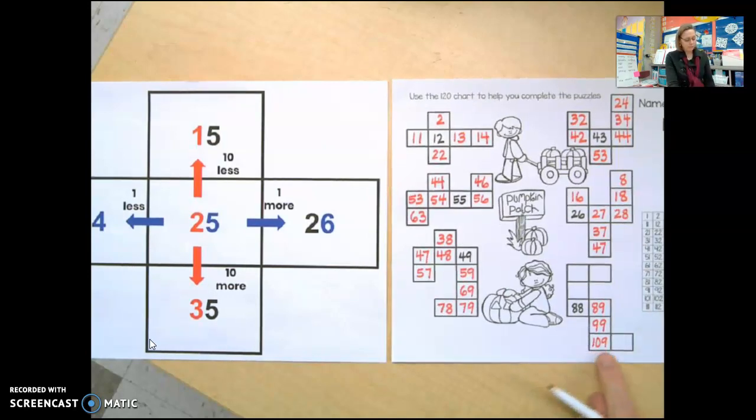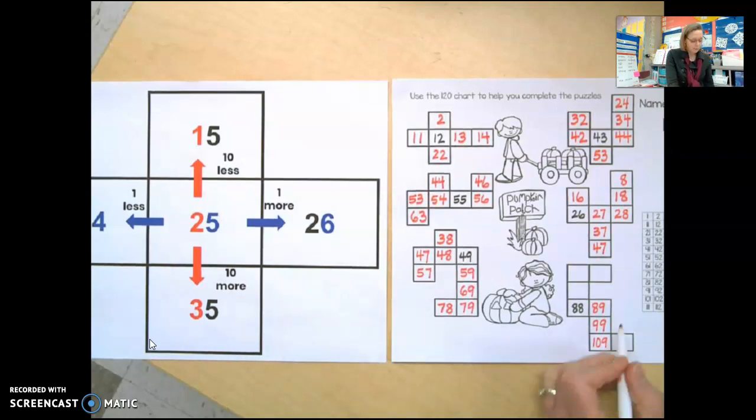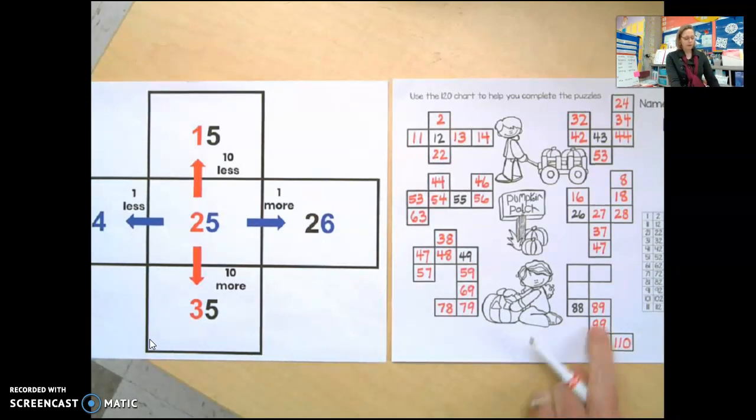All right, now we're just counting on again. What would come after 109? Think about what comes after 9. 10, right? So it's still going to be 100, but instead of a 09, it's going to be a 10 to make it 110. Okay? All right, that's probably the trickiest one right there, these two problems right here.